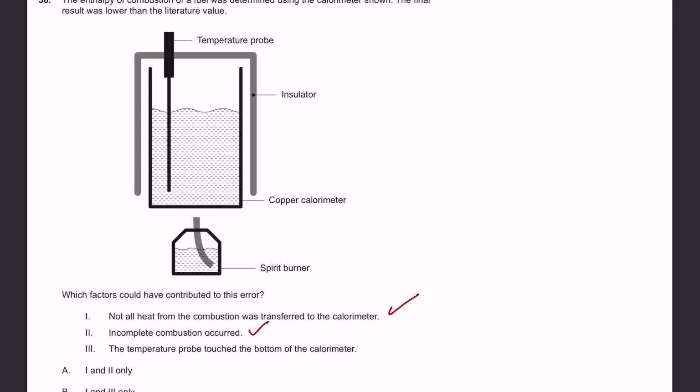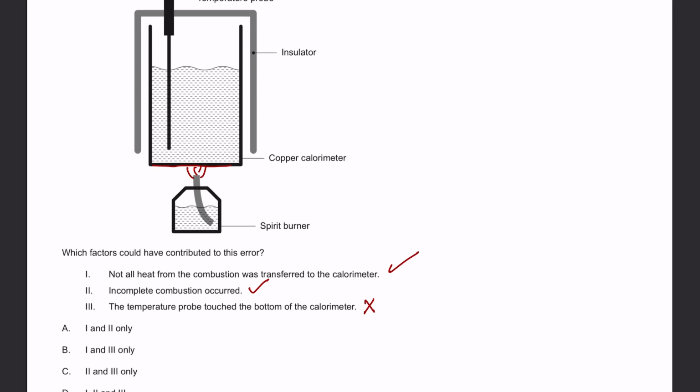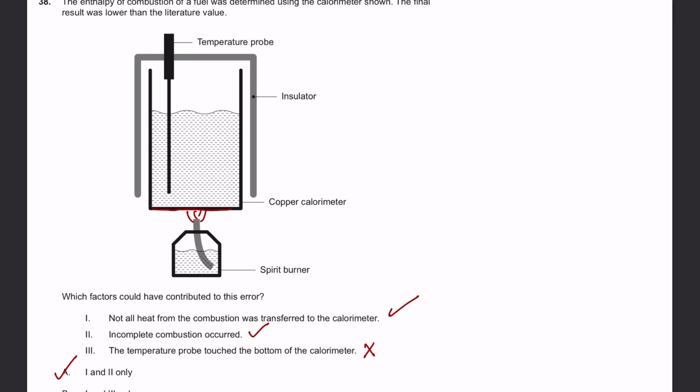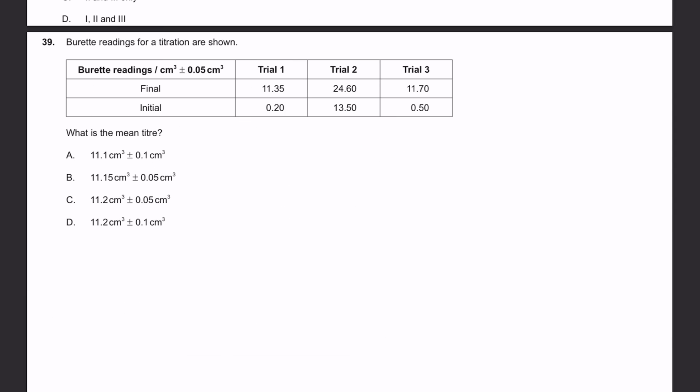The third one is the temperature probe touches the bottom of the calorimeter. This cannot be correct because if it touches the bottom of the calorimeter, the temperature should give you a higher value. Okay, because the flame is directly touching this copper plate, so there would be a direct conduction. So the temperature recorded should be greater as a result. If it touches the bottom of the calorimeter, the enthalpy that has been determined should be higher than the literature value. So this cannot be correct. So option 1 and 2 only are correct. So A is the correct answer to this question.